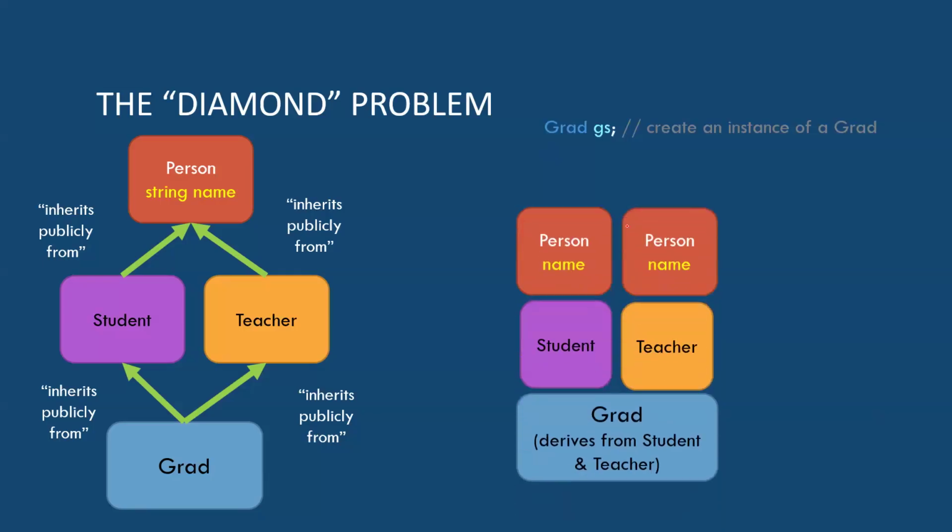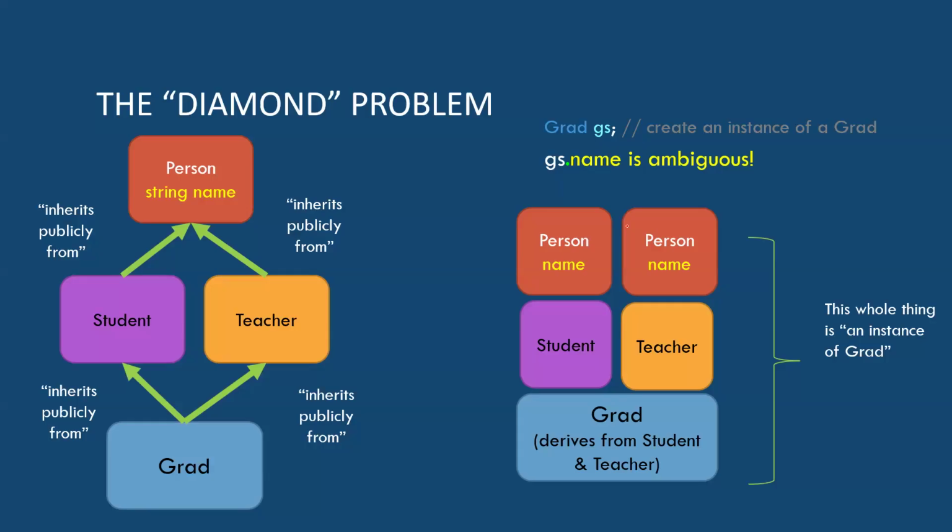The problem is now I've got two copies of a person, one that came with the student and one that came with the teacher. And as silly as this seems, it is the default behavior. And if I try to print out the name of my grad student, I would get an error because it would say name is ambiguous. You have two names. I don't know which one you want. And we obviously don't want that scenario.